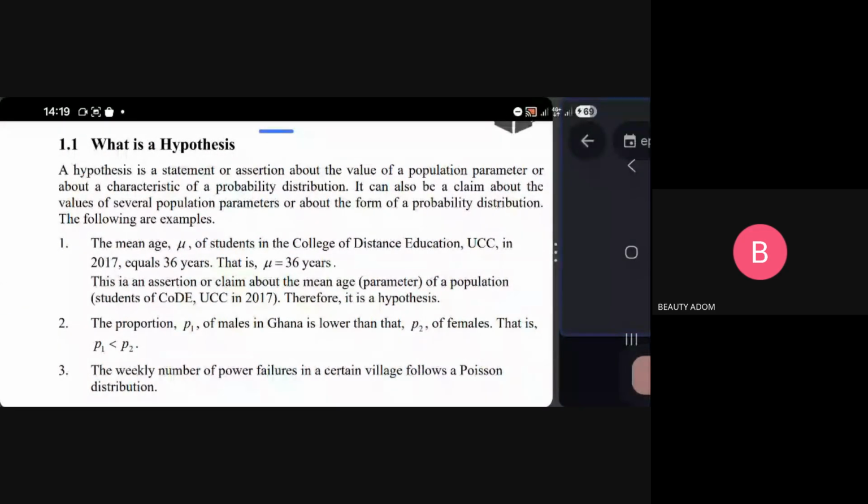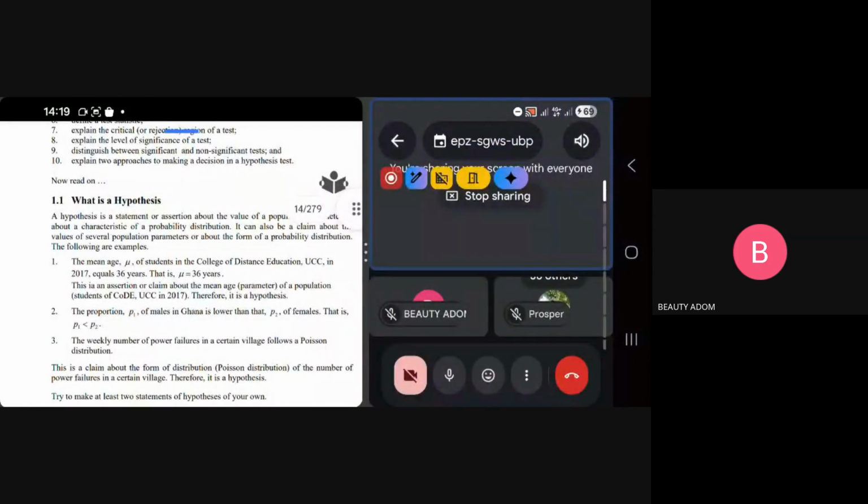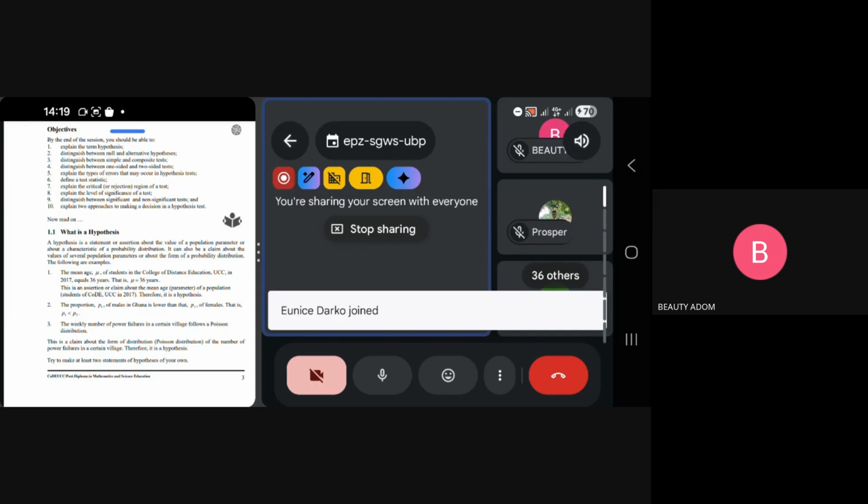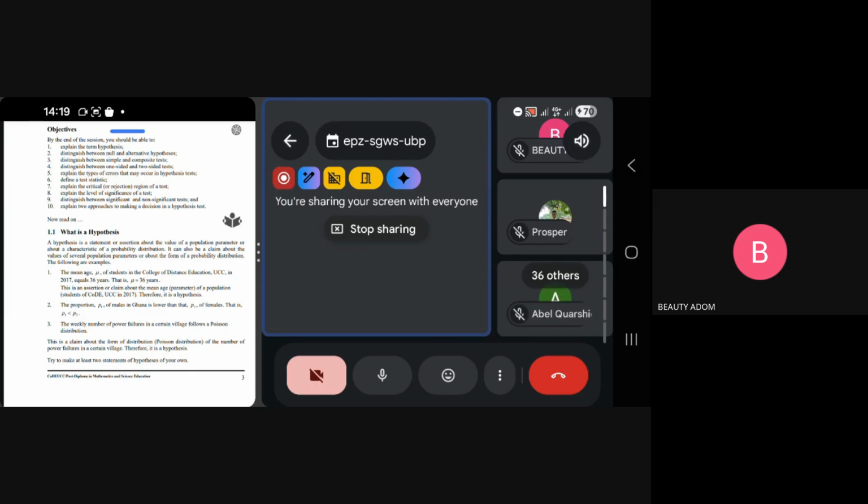So I want you to also give me an example of hypothesis. What are some examples of hypothesis that you can also think of based on what we have? What are some examples of hypothesis that you can also think of? Beauty started nicely. Let's get another person to also continue. What are some types of hypothesis you can think of?